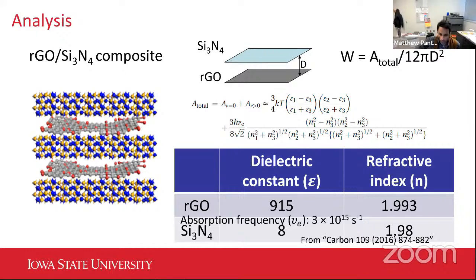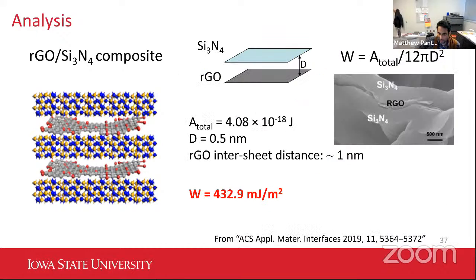Okay, and the other question I had is, you have this enormous energy here between the silicon nitride and graphene oxide. So how do you interpret this? This is an attractive energy, right? Yes.